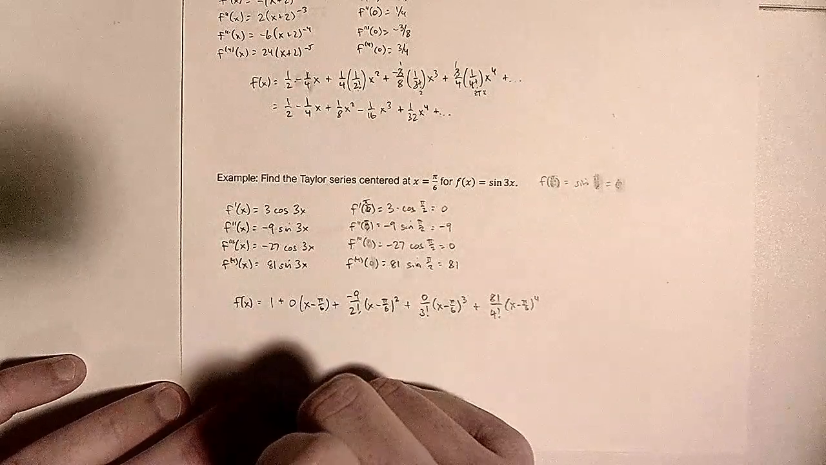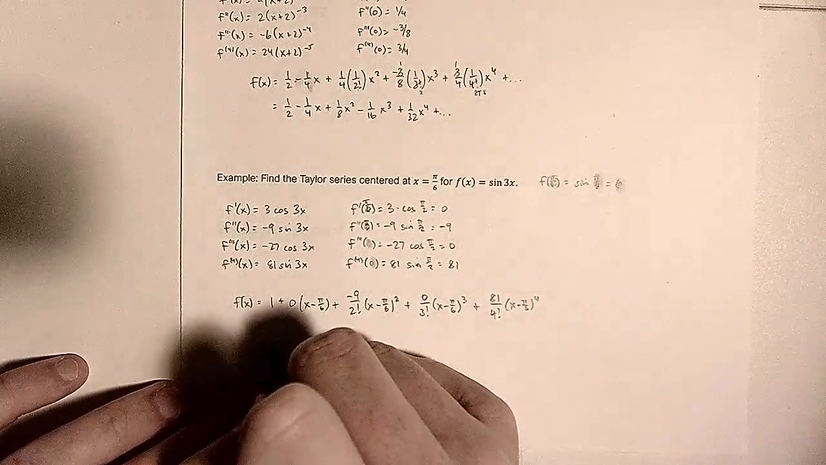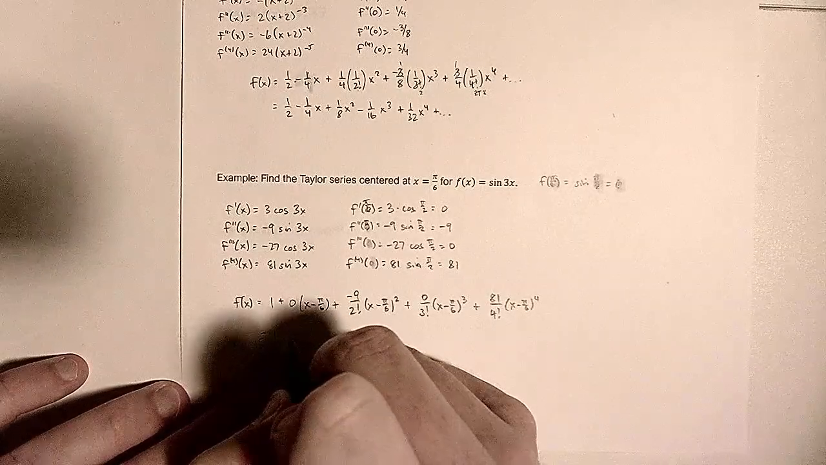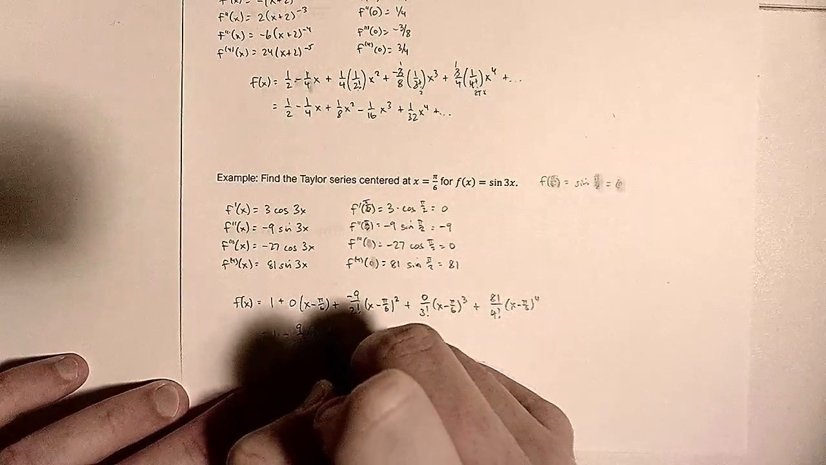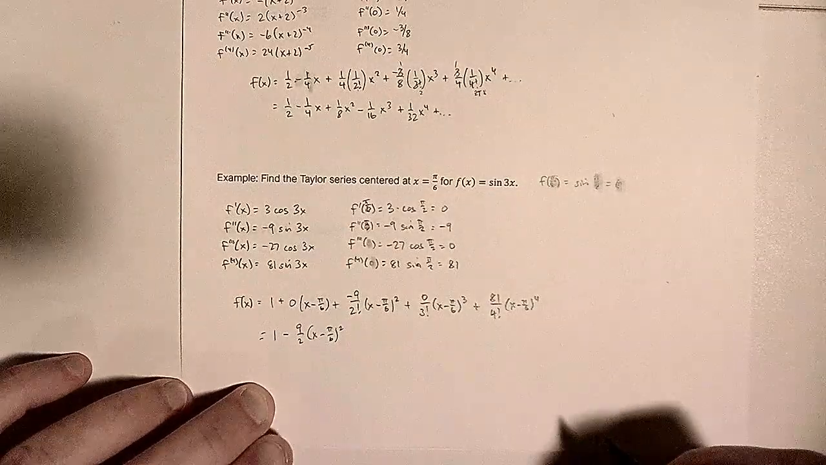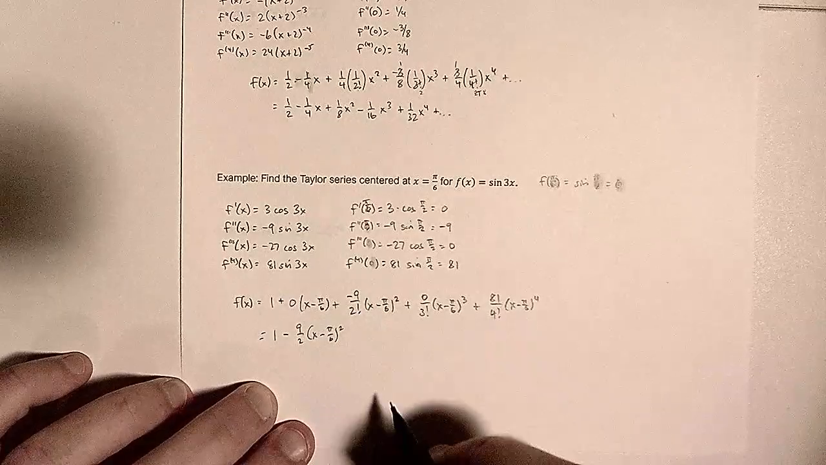Now, we could probably clean this up just a little bit, get rid of those 0 terms, and we're just going to have 9 over 2 times x minus pi over 6 quantity squared. We also have another 0 here.